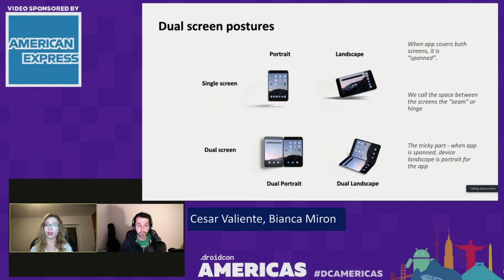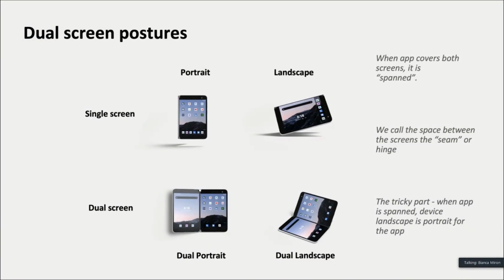We also call the space in between the hinge or the seam. And also one consideration that we need to take into account is that when the application is spanned, device landscape is portrait for the app, and the other way around is also true. So device portrait means that the application is in landscape mode.